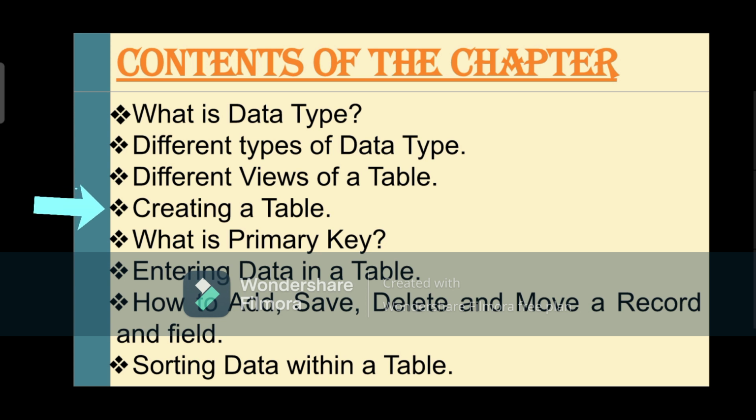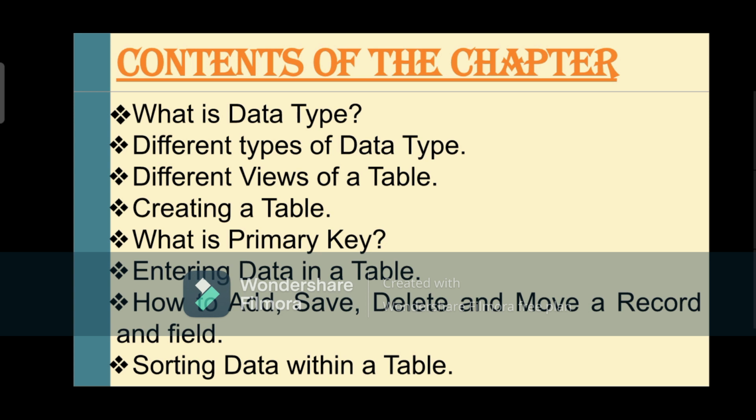Next topic will be creating a table, means how to create a table. I will explain that also. Then what is primary key? Next topic will be entering data in a table, means how to enter data in a particular table, how to add, save, delete and move a record and fields. And at last we have to discuss sorting data within a table, means what is sorting and how to perform a sorting operation in a table. I will explain that also.